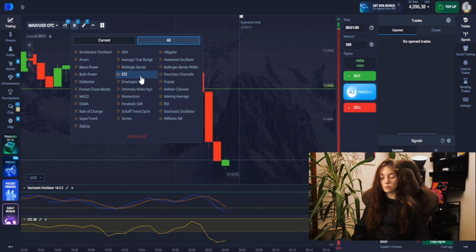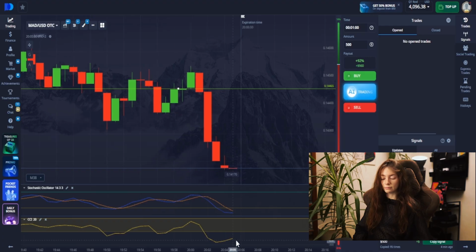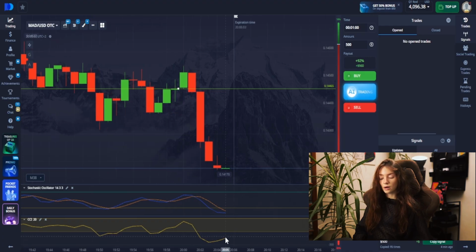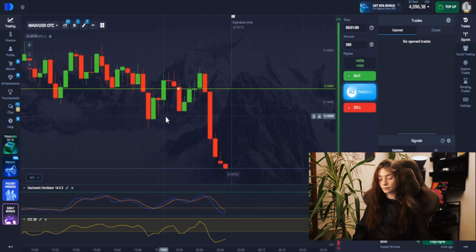I'll add it now. Here it is. You can see the levels here. If it's plus 100 or higher, the market is overheated and sellers are ready to enter. If it's minus 100 or lower, the market is oversold and buyers enter aggressively. As you can see here, there are signs of buying pressure. But there is a downtrend, so we always look at the chart as well.